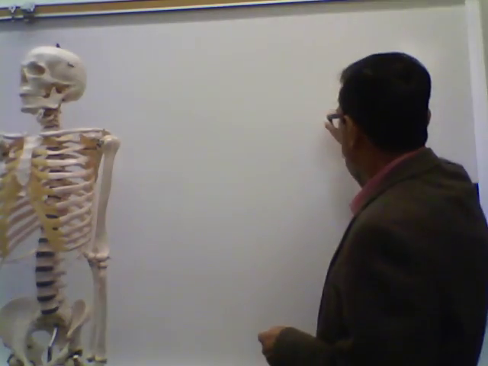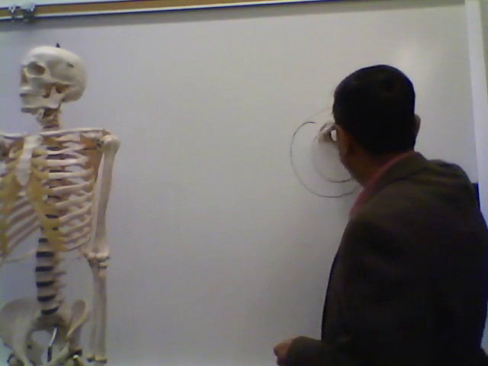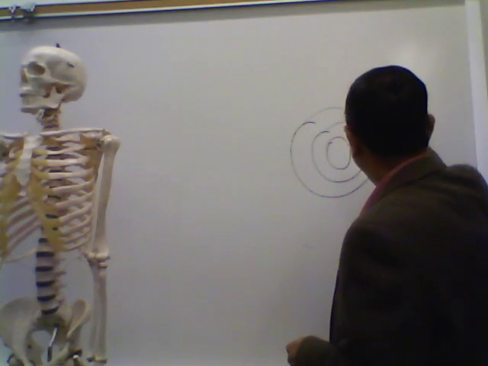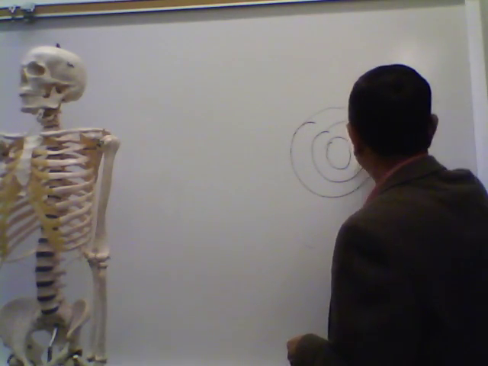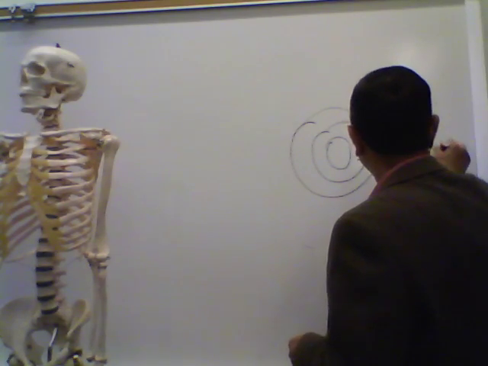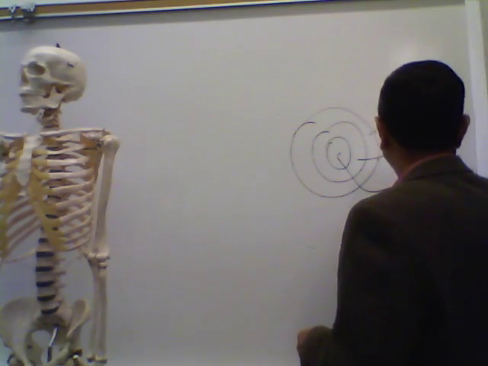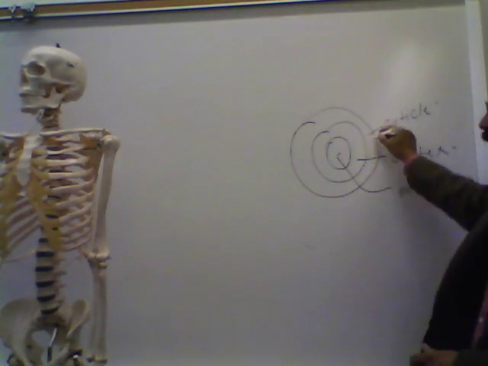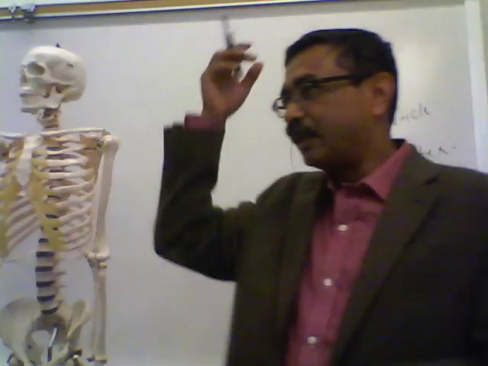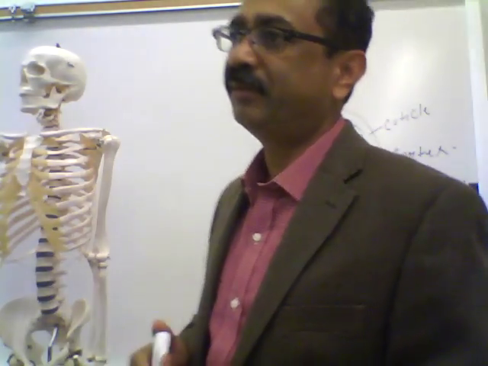So the outermost layer is the cuticle, and then the middle layer is the cortex, and the innermost part is called the medulla. Okay, so like this, if you see under the microscope, cuticle, cortex, and this part is called the medulla. Okay, the cuticle, the outer layer, gives the shiny appearance of the hair.